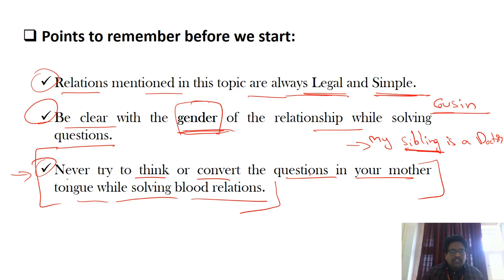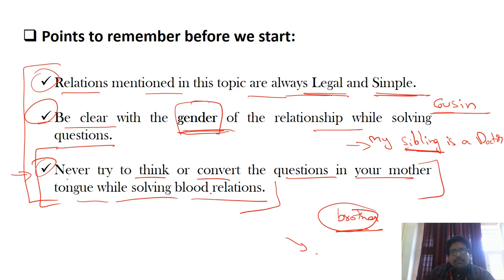When you try to convert the given question into your mother tongue, you'll end up with many different answers. For example, if I say brother, in our mother tongue the younger brother will have one name and the elder brother will have another, but here brother is brother. It's not big or small or anything. Brother is brother, that's it. Clear? Those are the important points we have to remember before we start using blood relations.